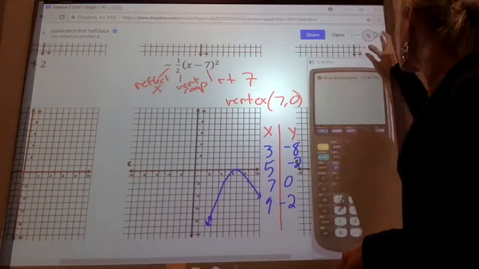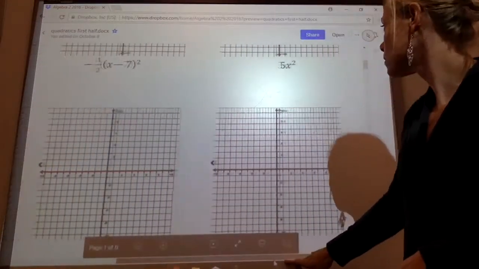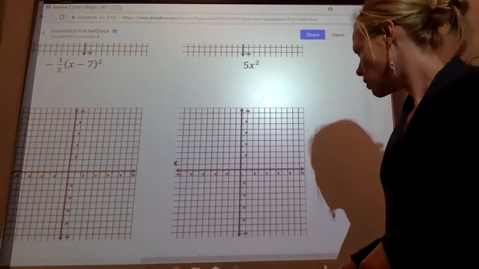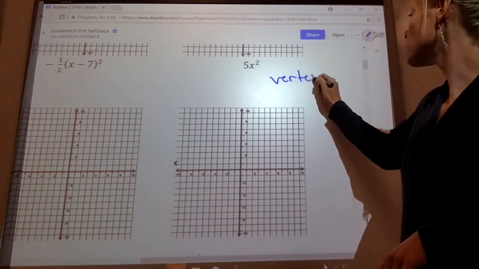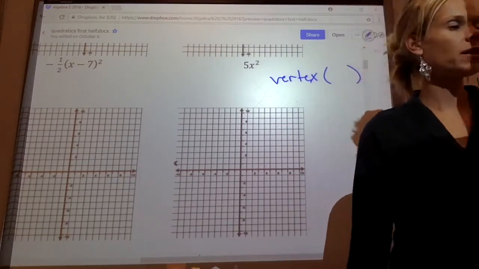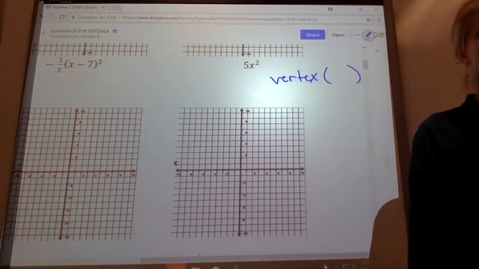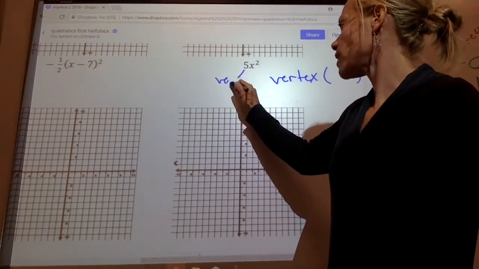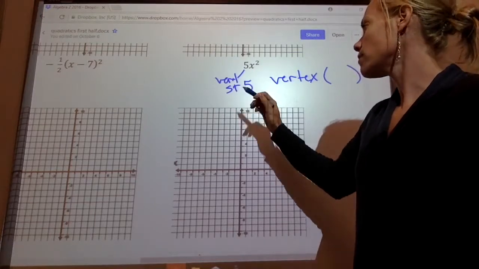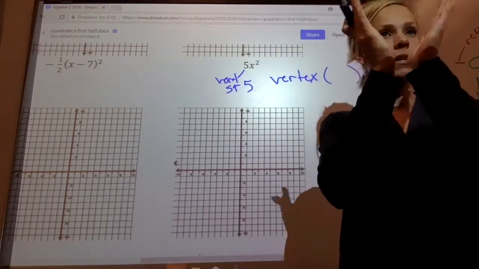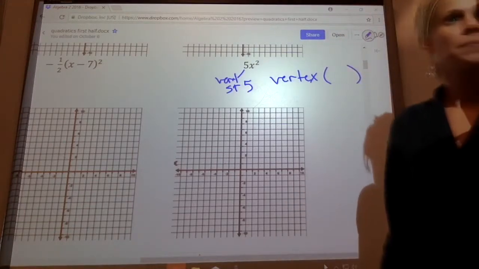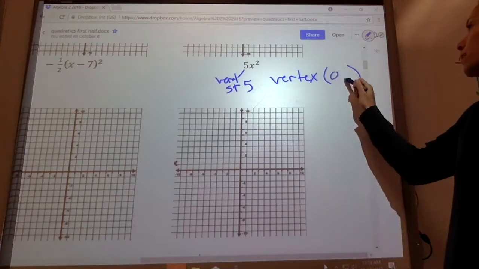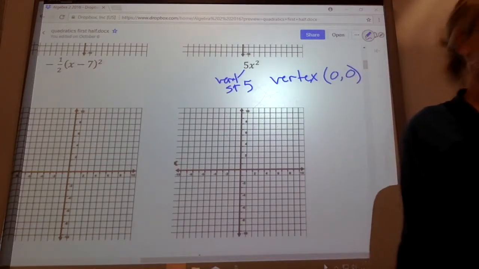So let's move on to the 5x squared. Okay. So where's my vertex? And how did I move? What does the 5 mean? Up 5? No. Up 5 would be plus 5. Vertical stretch of 5. And that's it. Vertical stretch of 5. That means my parabola got really skinny. It got stretched up. Okay, where's my vertex going to be then? 0, 0. I did not move left and right, up and down, so it stays 0, 0.